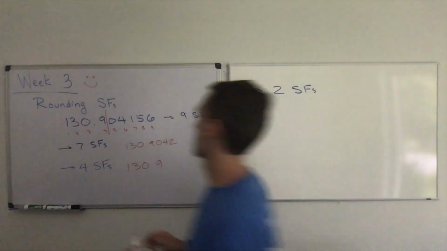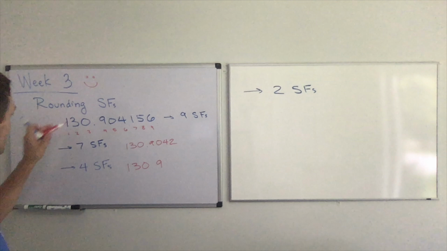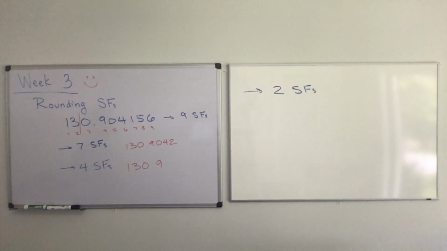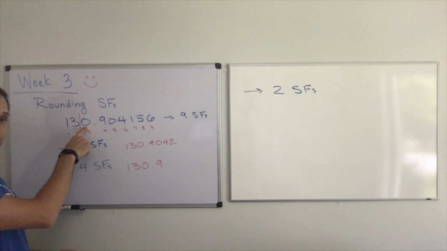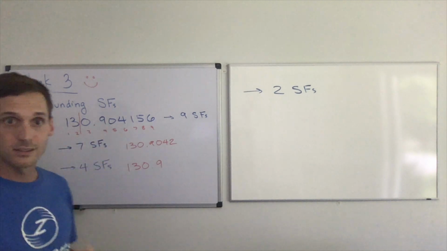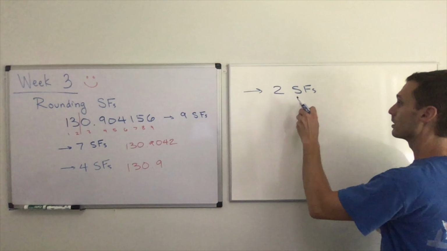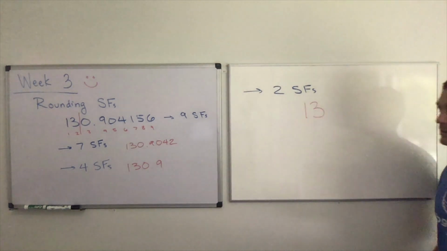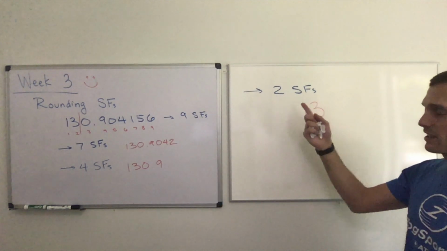Okay, so again, look at our original number. I'm going to put a bar in between the 2nd and the 3rd sig fig. And so you do the same thing. Does this 0 round the 3 up or keep it as 0? Obviously, it's going to keep it as 0. But a lot of kids just want to say, okay, 13, right? We changed it to 2 sig figs.